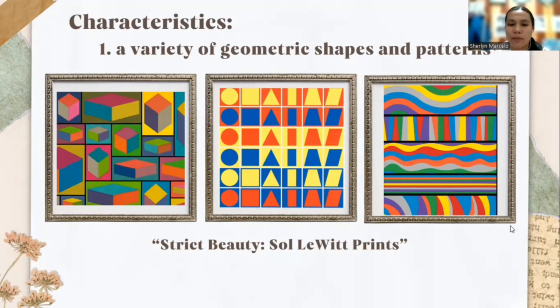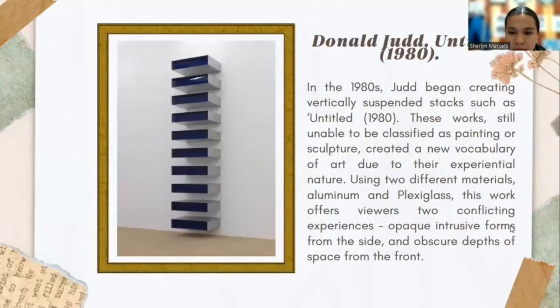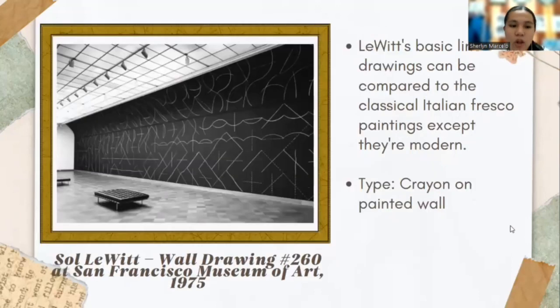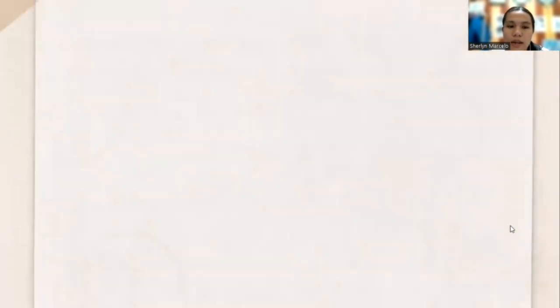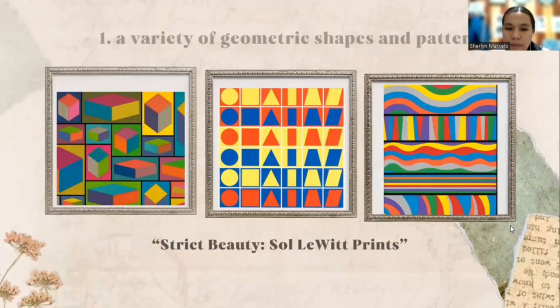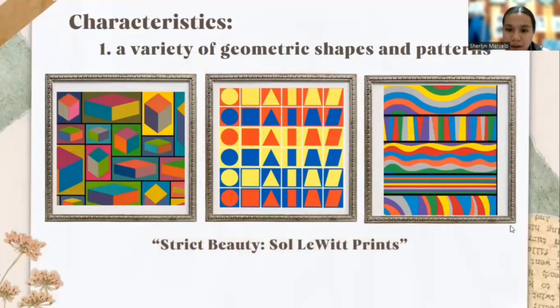Variety of geometric shapes. Pero kanina, pinakita ko naman kanina yung sa work ni, yan, Sol Lewitt din to. Kitang-kita nyo naman sa wall na ginawa niya, iba't ibang shape. So, yan ang isang katangian ng isang minimalism art. And si Sol Lewitt talaga ay kilala sa paggawa ng ganitong genre ng minimalism art. So, yon, isang characters ng minimalism art.